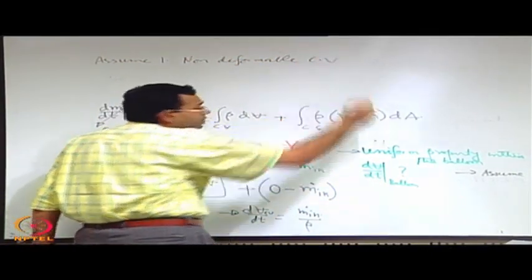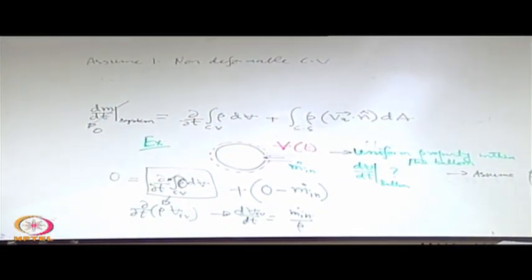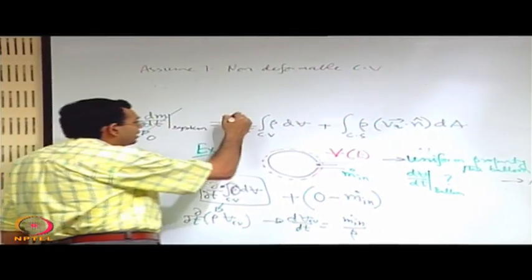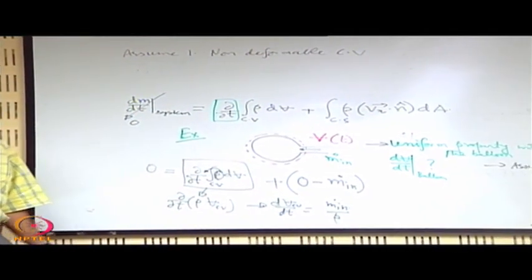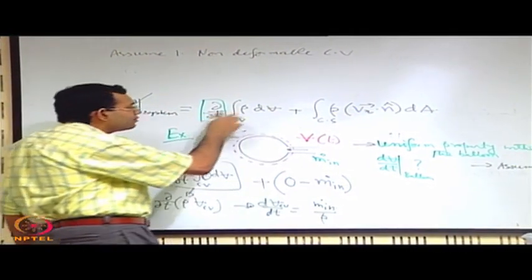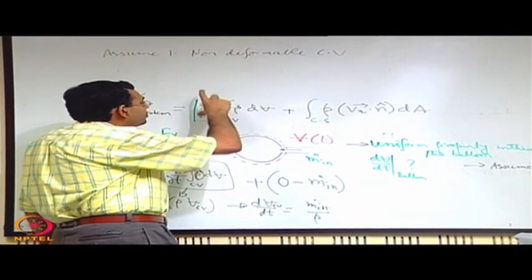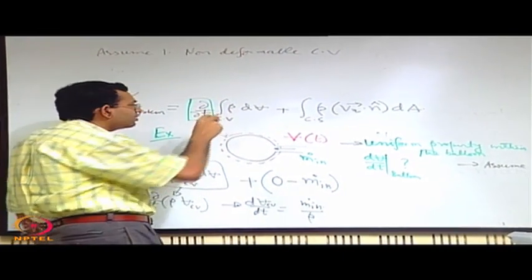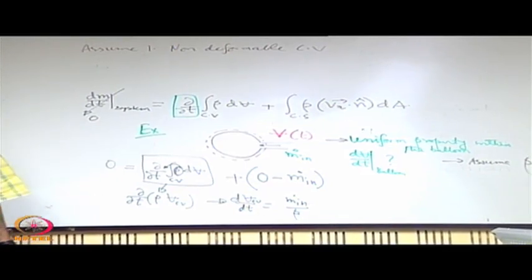So, if you have a non deformable control volume, then what happens? Now we are looking into a very important aspect of mathematics. You have the derivative outside the integral. The question is, can you easily take the derivative inside the integral? Is it permissible to take this derivative, partial or ordinary, within the integral sign? Yes or no?